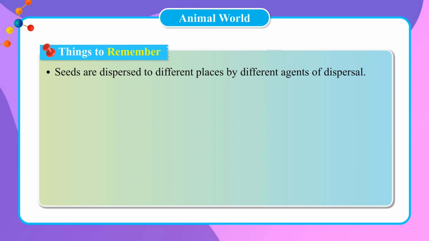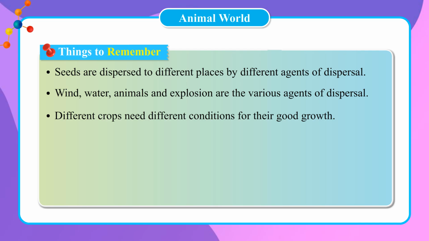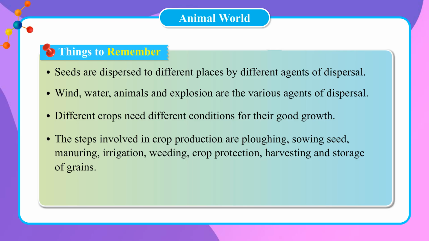Seeds are dispersed to different places by different agents of dispersal. Wind, water, animals, and explosion are the various agents of dispersal. Different crops need different conditions for their good growth. The steps involved in crop production are plowing, sowing seed, manuring, irrigation, weeding, crop protection, harvesting, and storage of grains.